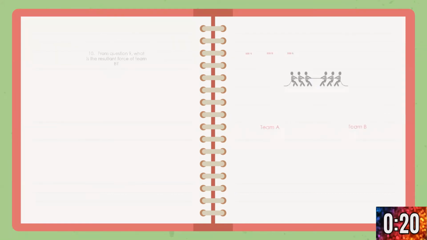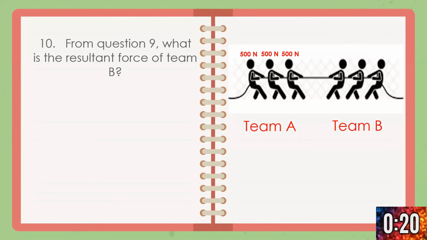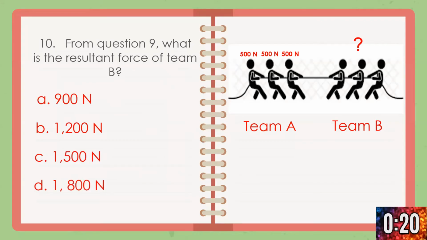Time is over. For number 10, from question 9, what is the resultant force of Team B? You have to multiply your answer in number 9 by 3. Is it A, 900 Newton force, B, 1200 Newton, C, 1500 Newton force, or D, 1800 Newton force? I repeat, you have to multiply your answer in number 9 by 3.